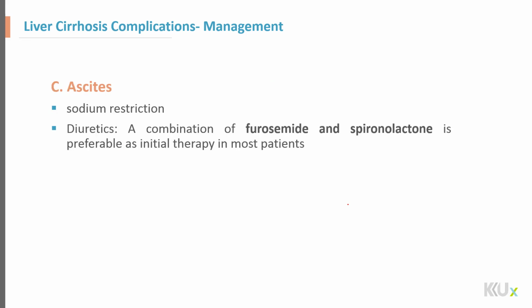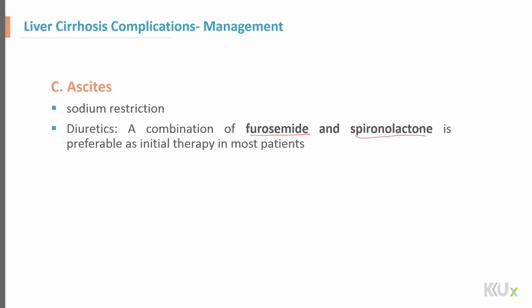Ascites is accumulation of fluid in the peritoneal space. To decrease this edema or ascites, we should advise the patient to make sodium restriction and give diuretics. It is extra fluid or overload, so we can give diuretics, a combination of the loop diuretic furosemide and the potassium-sparing diuretic spironolactone.